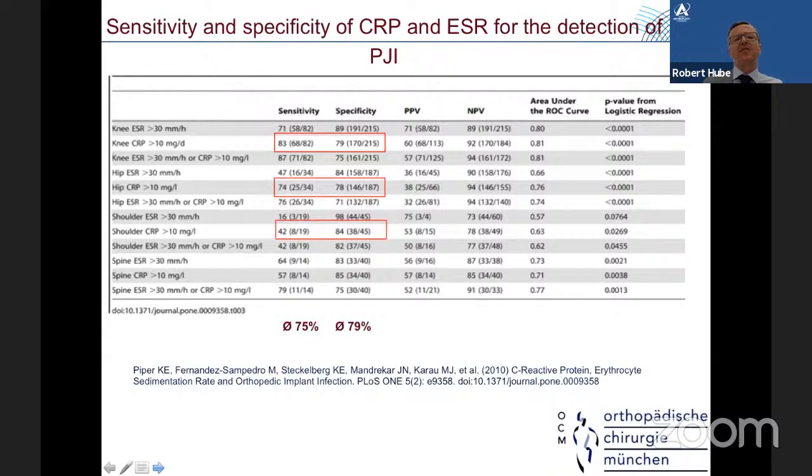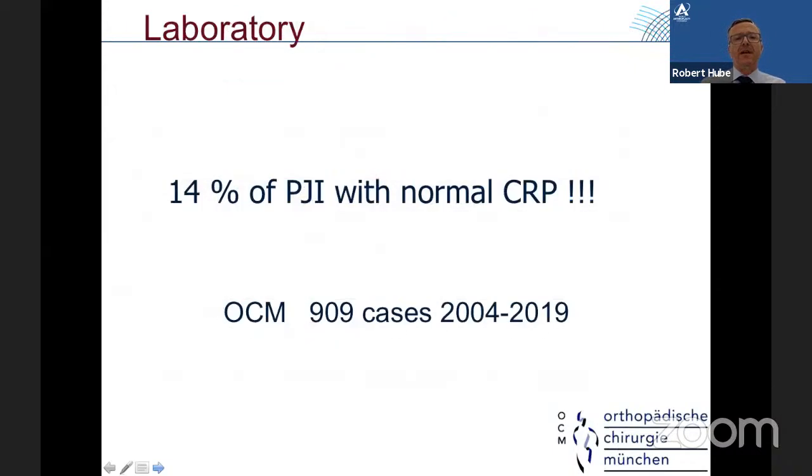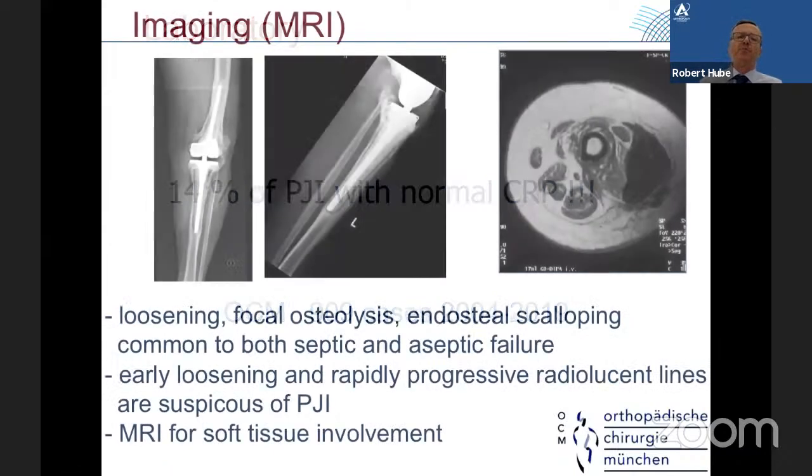If you look at the sensitivity and specificity, it's moderate. It's 75 and 79. And they are just lab parameters that show a general immune response, so they don't work that well in the low-grade infection situation. And once again, if the joint is going to explode, you don't need a CRP, you don't need an ESR, you know that it is infected. In our case group, 40% of all periprosthetic joint infections we have had for the last 15, 17 years had a normal CRP. And they were almost 100% Staph aureus and Propionibacteria.